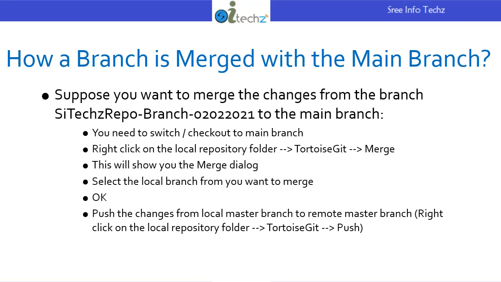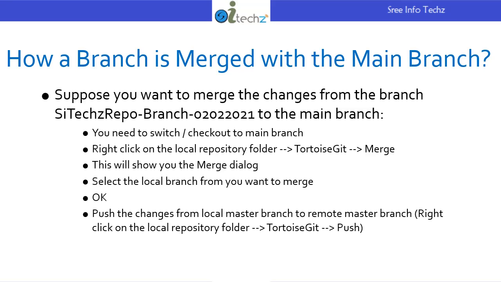At first, you need to switch to the main branch. Next, locate the local repository folder, then right-click on the local repository folder, select TortoiseGit, and click on Merge. This will show you the Merge dialog. Here, you need to select the local branch you want to merge from, and click OK.